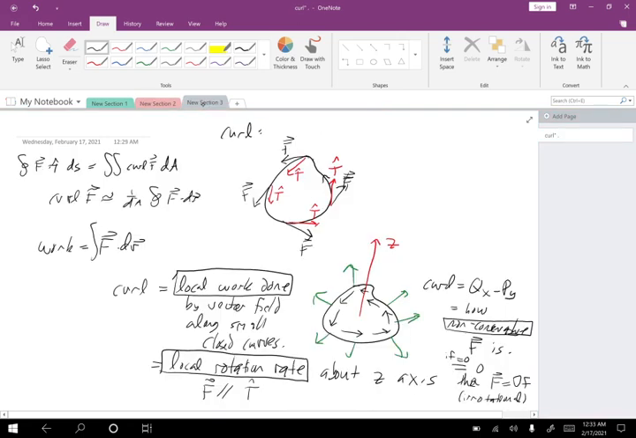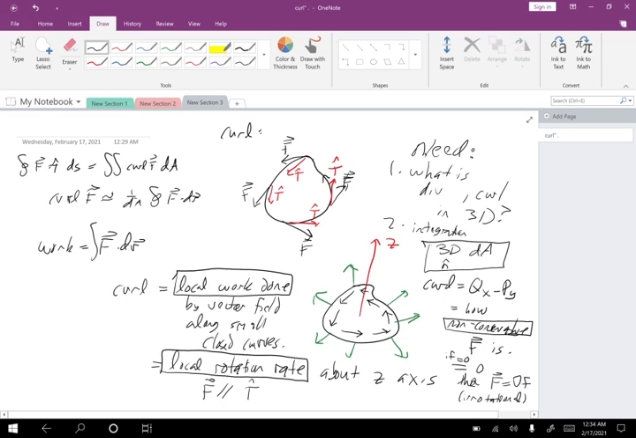So I won't talk about the 3D formulation immediately because we need a couple more ideas. First, we need what is the divergence and the curl in 3D anyway. How do we do it? And the second thing we need to do is integration, because we need a 3D dA, and we also need to know what this normal vector is doing in 3D. So once we have these, we'll be able to do Green's theorem in 3D.